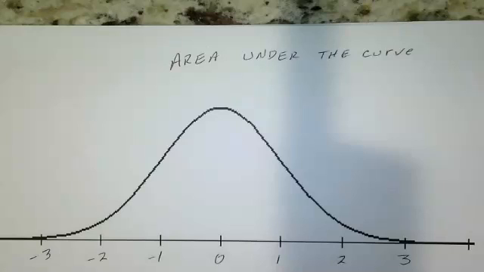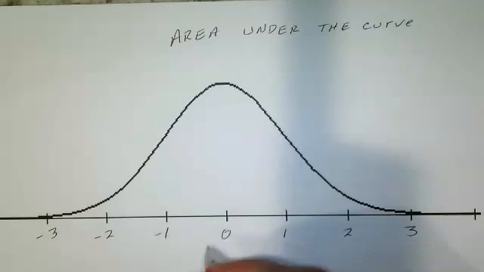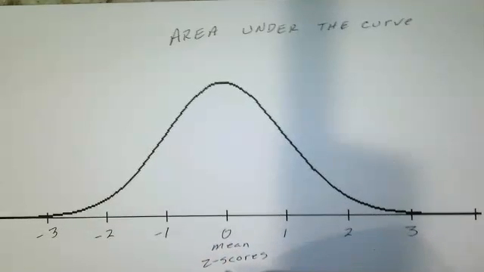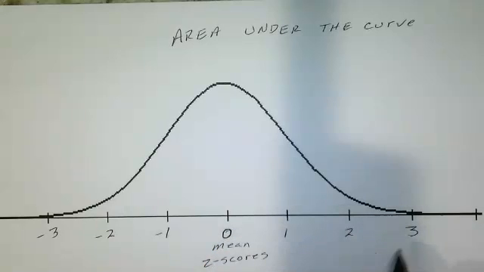As we look at area under the curve, we have a normal model. The values are z-scores. This is my mean, my mu, my x bar, whatever it is you want to call it. It's my mean. My standard deviation is 1 in each direction.